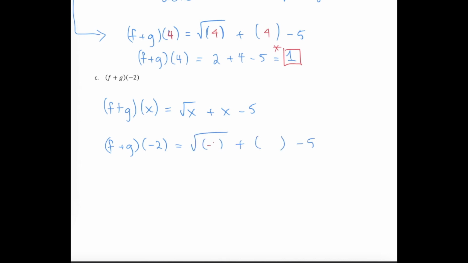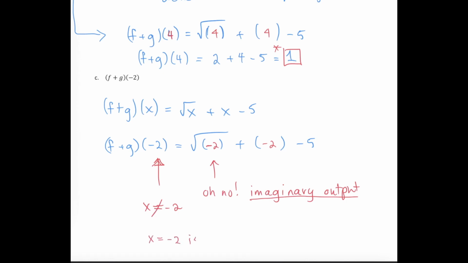We're going to plug in -2 right here, and here we actually have a problem. Now we have -2 that is going to be under a radical, which is going to indicate that we're going to have an imaginary output. Any x value that would cause an imaginary output is not going to be an element of the domain. So we would say x is equal to -2 is not in the domain of the f plus g function.